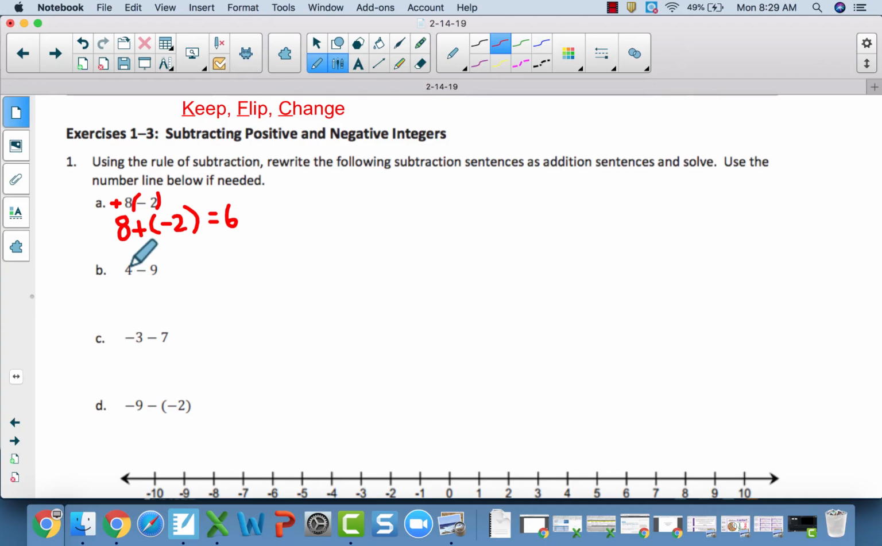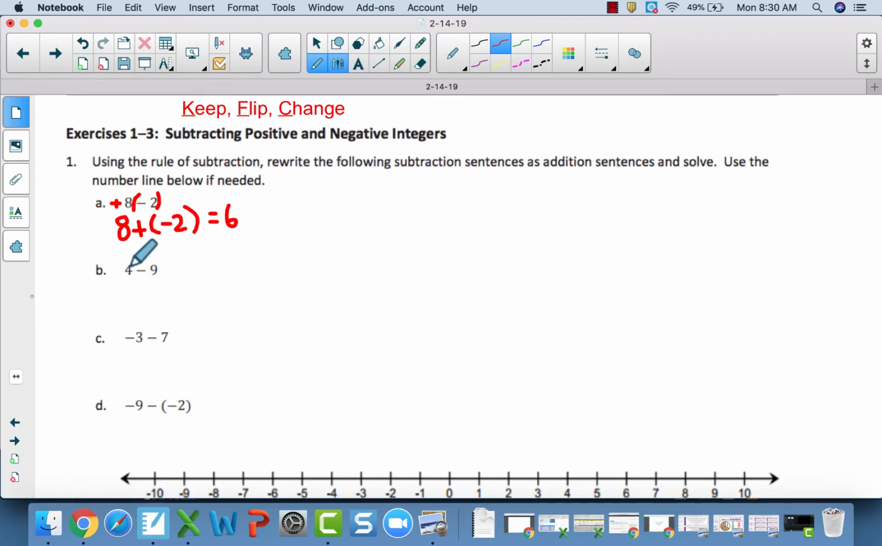Positives and negatives, I know they cancel each other out. They're kind of at a battle. They're at like a war. I have my positives versus my negatives. Now, I have 8 positives and 2 negatives. I have more positives, so I know my positives are going to win. And then I think, how many more positives do I have? I have 6 more positives than I have negatives. You get that from subtracting. So my answer is positive 6.